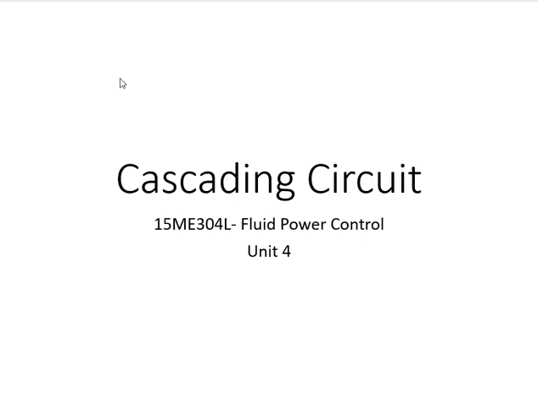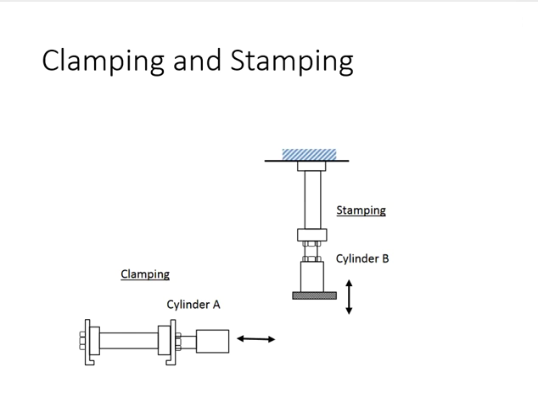Let us see about the cascading circuit in this PPT. Let us consider two cylinders. Cylinder A for clamping, cylinder B for stamping the workpiece.